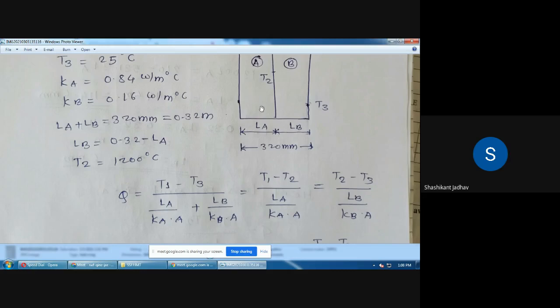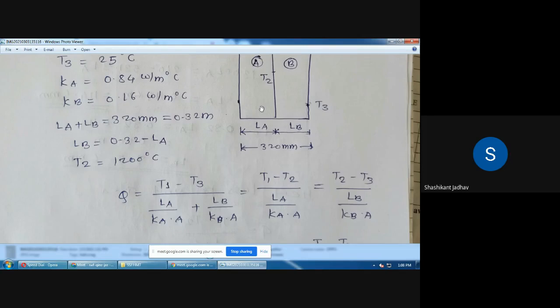Now what is plate A? A plane wall. So we know the standard equation for the plane wall, that is Q is equal to K into A into T1 minus T2 divided by L. Okay, so we have to rewrite the equation. How are we writing this equation? T1 minus T2 divided by LA upon K into A. Understood? The standard equation is K into A into T1 minus T2 divided by LA. Now what have we taken? In the numerator we have taken the temperature difference, and the remaining terms in the denominator.